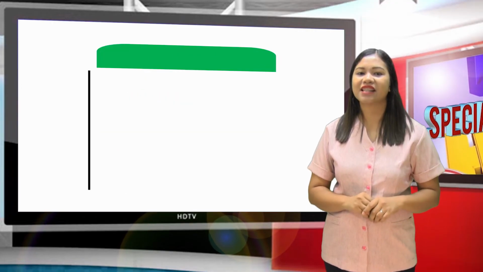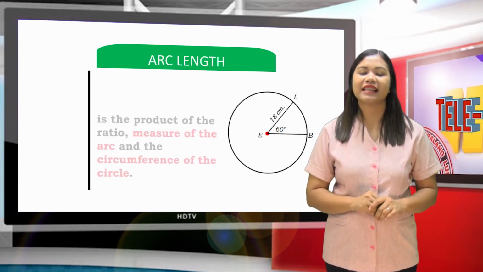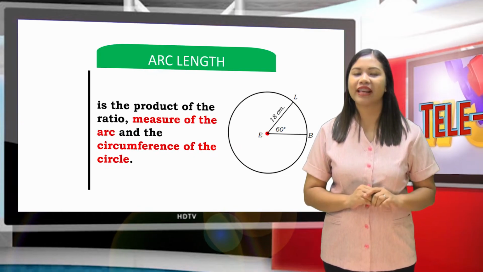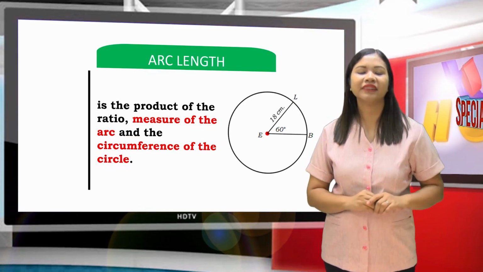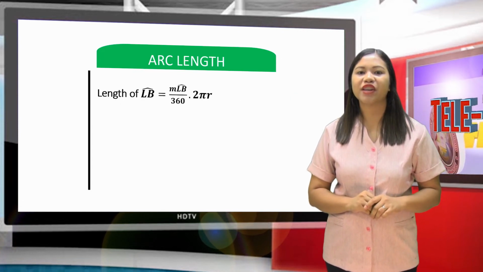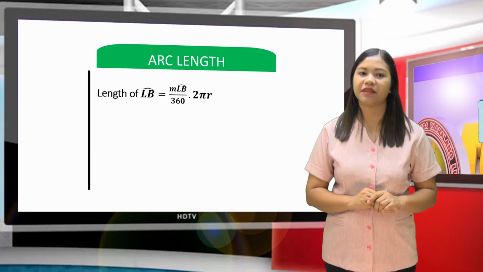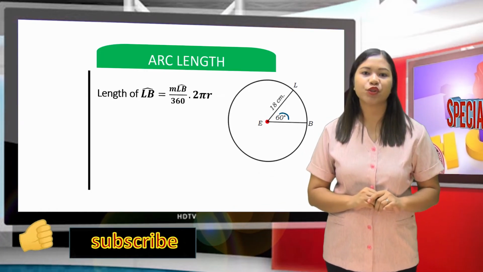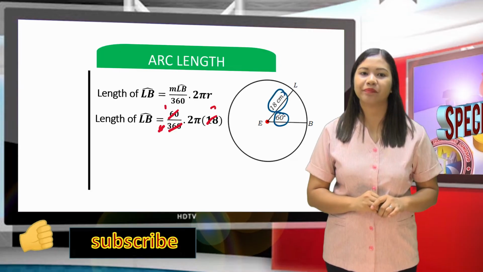The last one is arc length. Arc length is the product of the ratio, measure of the arc, and the circumference of the circle. Let's consider an example. In this figure, the measure of arc LB is 60 and its radius is 18 centimeters. Let's substitute the given to our formula.